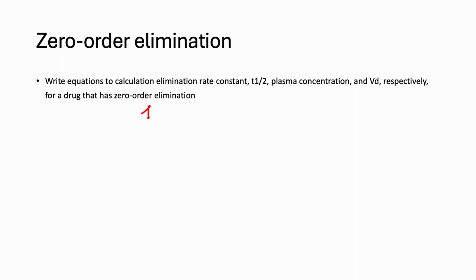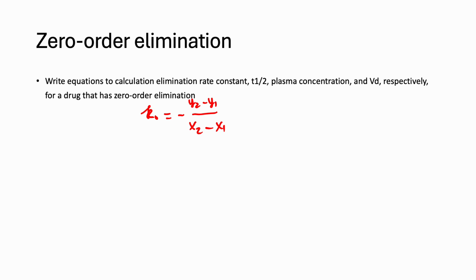We call K0 equal to the negative value of y2 minus y1 divided by x2 minus x1. Y is the value of the amount of drug in the plasma, and X is the value of the time that the drug amount is determined in the plasma.